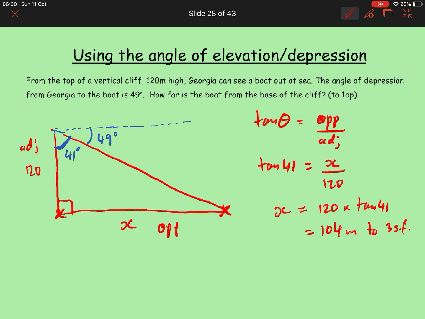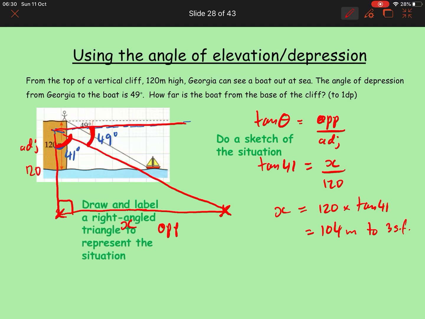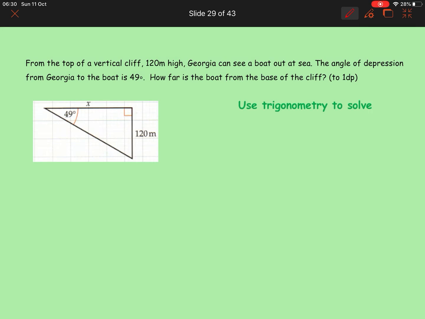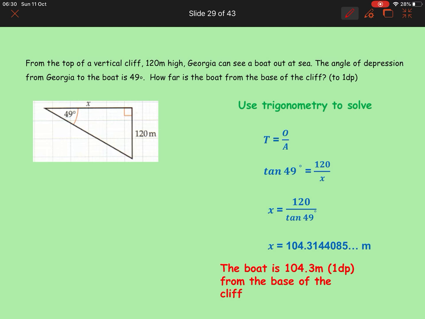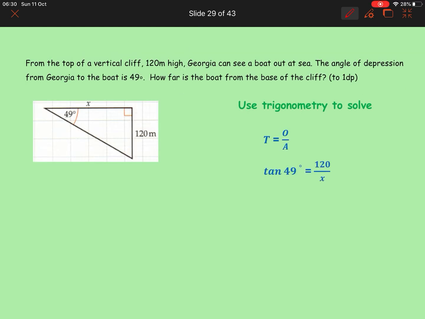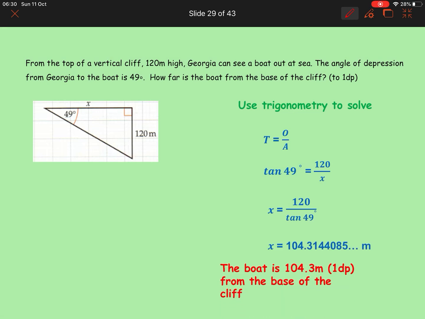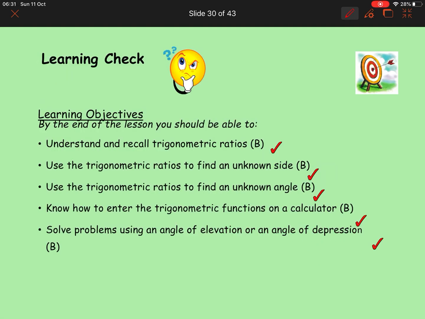Okay, so be very careful with what the angle of depression is. That's not the angle of depression. That's the angle of depression from the horizontal. Okay, let's just have a look what they did. Something similar. Okay, and there we go, we got the right answer. Oh, so actually what I didn't do is I didn't read the question correctly because it said 1 decimal place and I did it to 3 significant figures. So naughty me, make sure you read the question carefully. The answer was 104.3 meters to 1 decimal place.